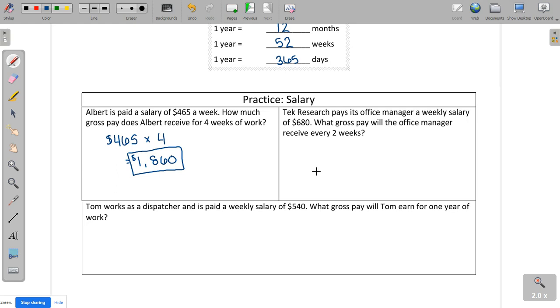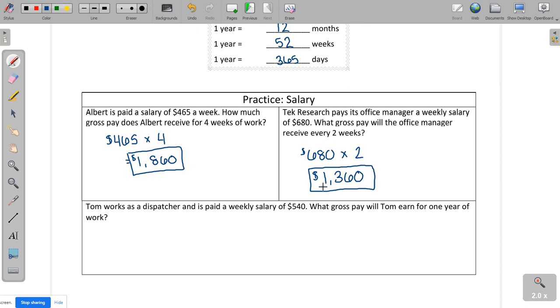Okay, let's check it. Teak Research pays its office managers a weekly salary of $680. What gross pay will the office manager receive every 2 weeks? So his salary is weekly. So we need to know how much after 2 weeks of his salary. So we're going to take their amount, $680, and we are going to multiply it by the 2 pay periods, so 2 weeks. So $680 times 2 gives us $1,360.